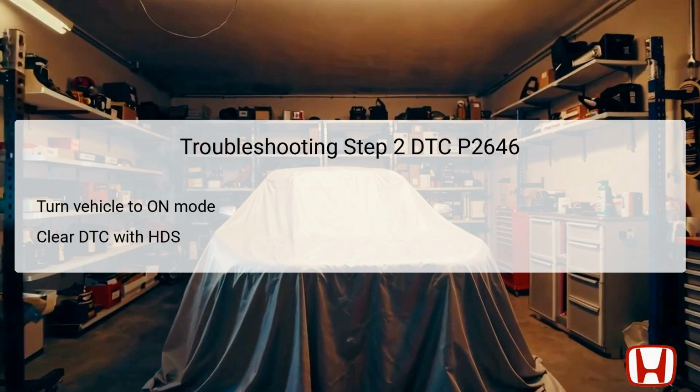The second troubleshooting step involves turning the vehicle to the on mode and clearing the DTC using the Honda Diagnostic System, or HDS. This step is essential to reset the system and can help determine if the condition is persistent or intermittent. After clearing the code, the technician should select the VTEC plus VCM test option, followed by the VEB VTEC test in the inspection menu.